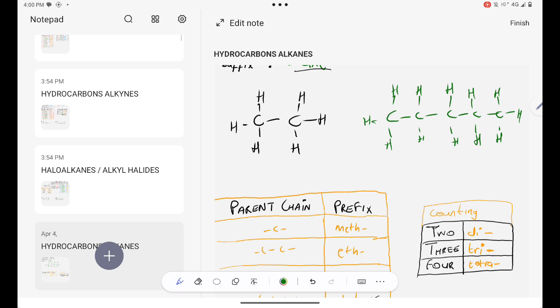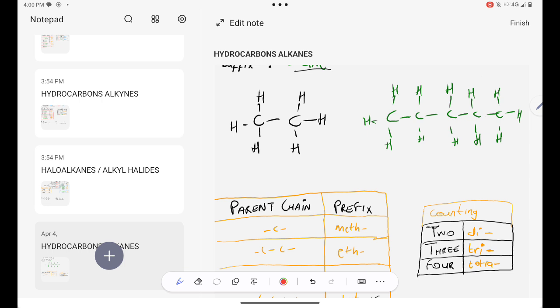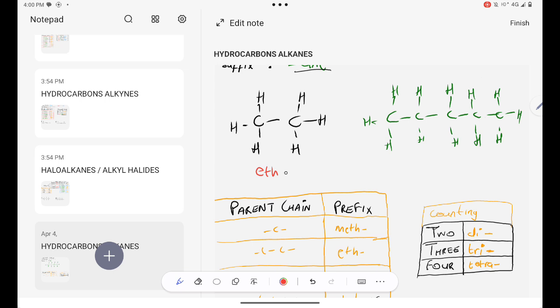Okay, how can I name these 2 compounds? The first one, guys, is simple. Actually, they are both simple. My parent chain has only 2 carbons, which simply means that my prefix will be eth. All I have to do is combine both the prefix and the suffix, so this will be ethane.